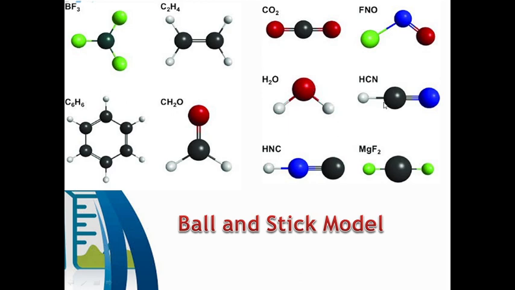Then here we have the carbon, hydrogen, and nitrogen. Next we have the hydrogen, nitrogen, and carbon. Then another one, we have the magnesium difluoride. So we have 1 magnesium and 2 fluoride. So those are the different examples of a ball and stick model.